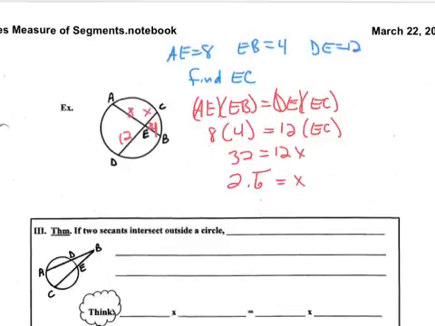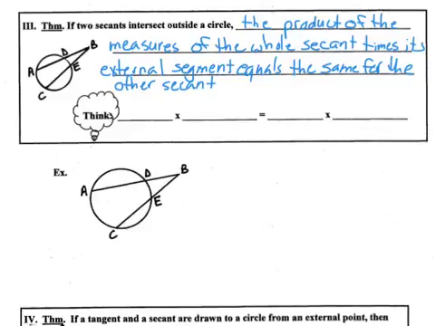The next thing we're going to look at are two secants, which you can see in the diagram here. Okay, so once again it's pretty wordy to explain, and even then I cut some corners, but it's the product of the measures of the whole secant times the external segment, and that's going to be equal to the other side, the whole secant times the external segment. So we don't deal with the inside chord at all. It's whole times external is equal to whole times external.